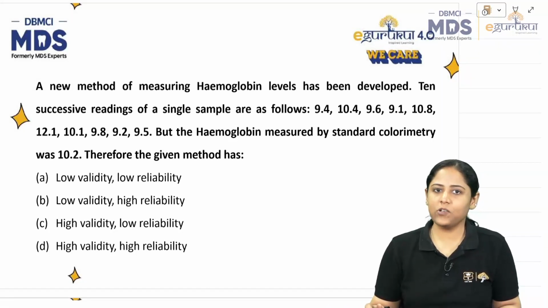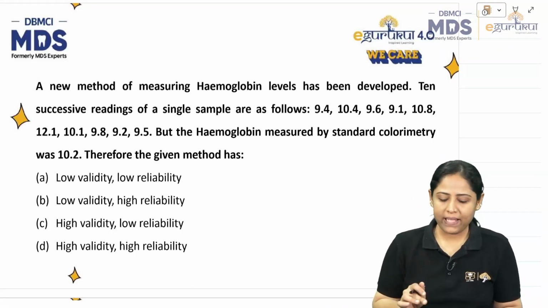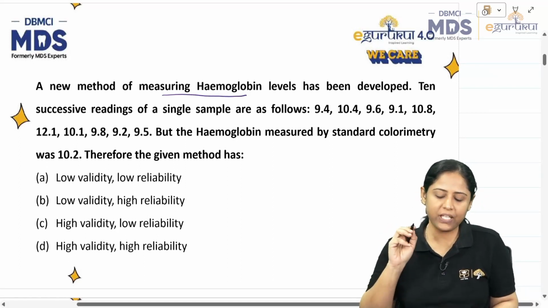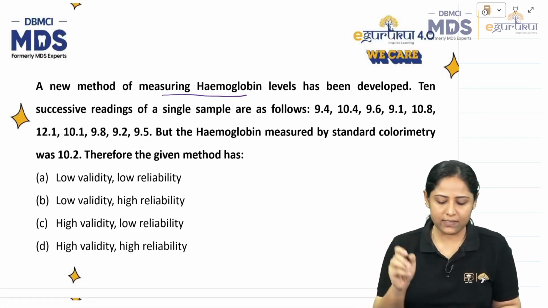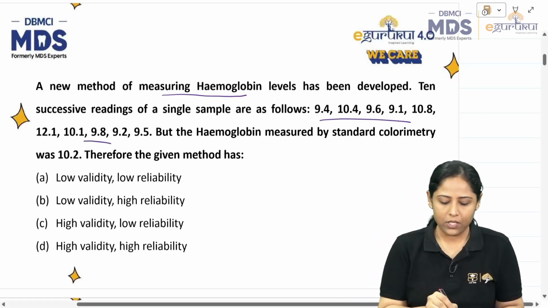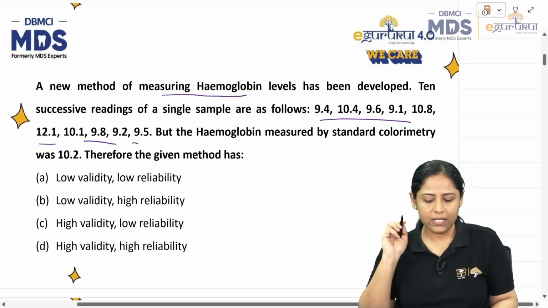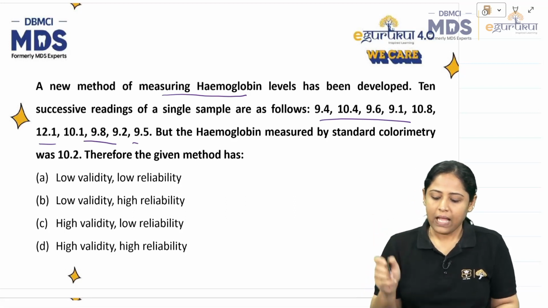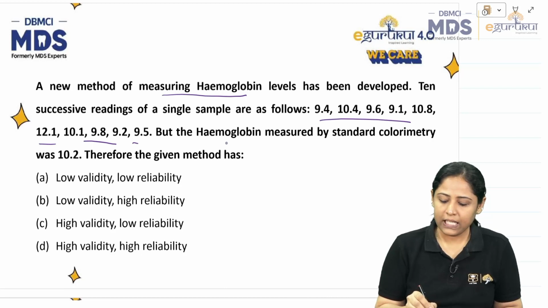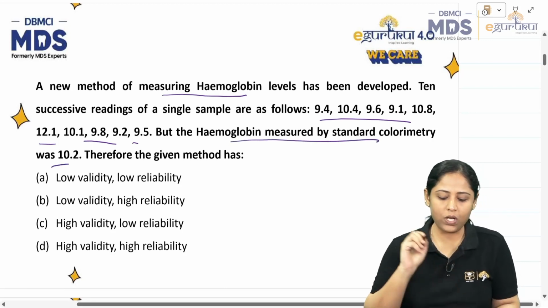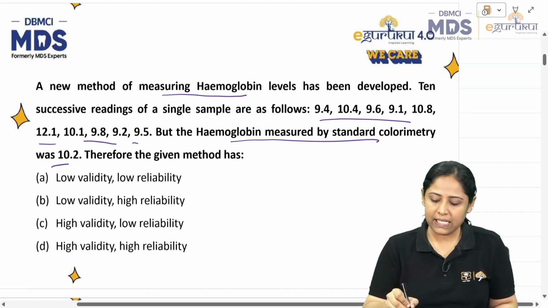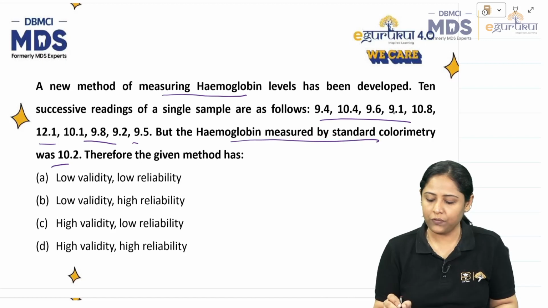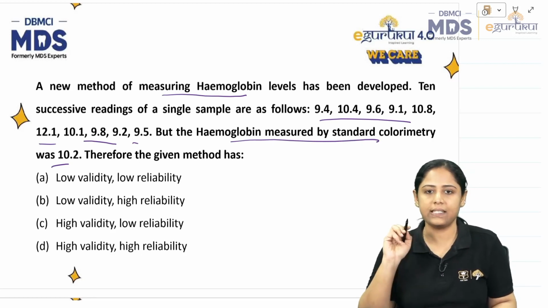So students, let's look into this question. A new method of measuring hemoglobin levels has been developed. They have given successive readings of a single sample, that is the hemoglobin levels. And also they have mentioned the hemoglobin measured by the standard method was 10.2. So you have a series of readings, a total of 10 readings: 1, 2, 3, 4, 5, 6, 7, 8, 9, 10 readings have been given.